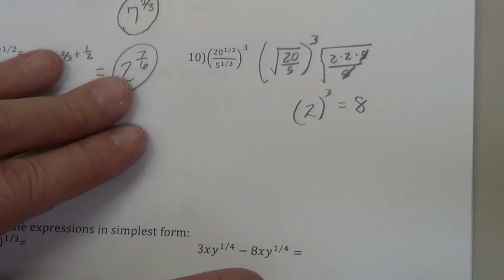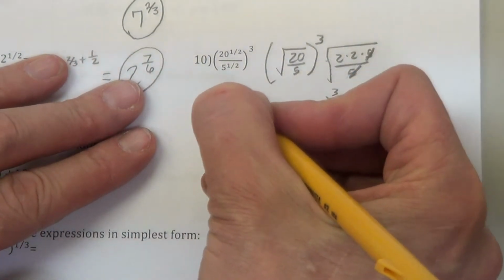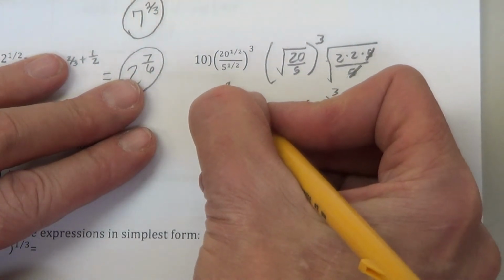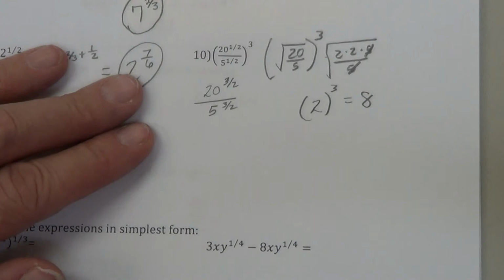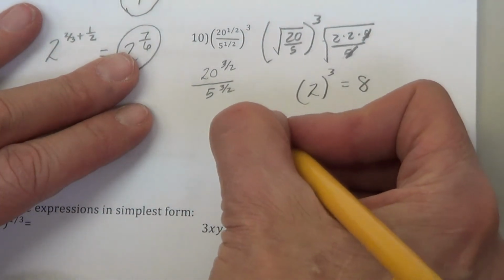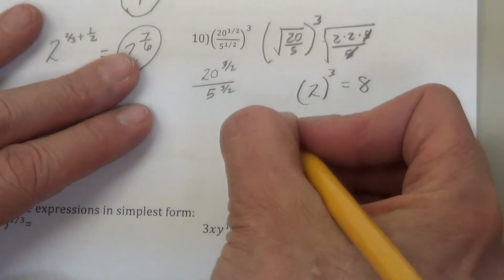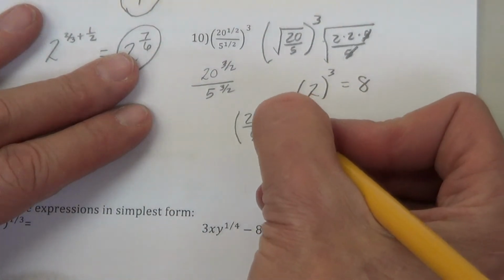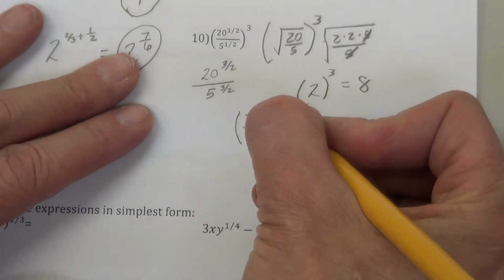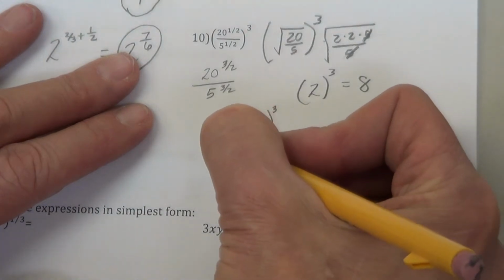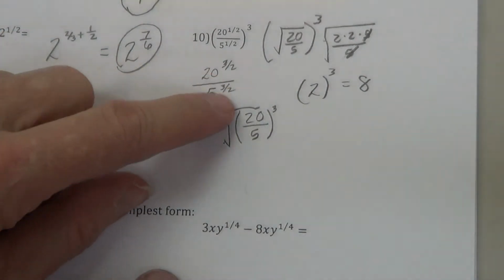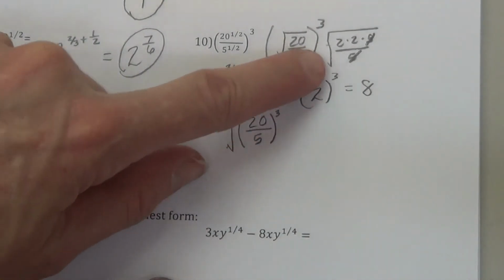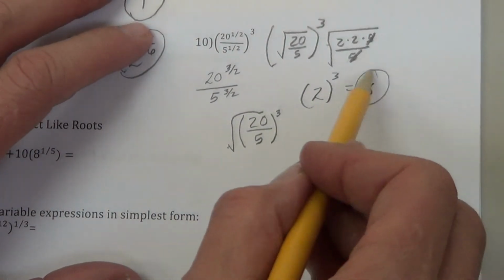Or another way to look at that, you could simply do 20 to the 3 halves over 5 to the 3 halves. And just like we practiced a minute ago, that would be 20 over 5 raised to the 3rd and square root. So it would still come out as square root of 4, which is 2, raised to the 3rd, which is 8. 8 is your final answer.